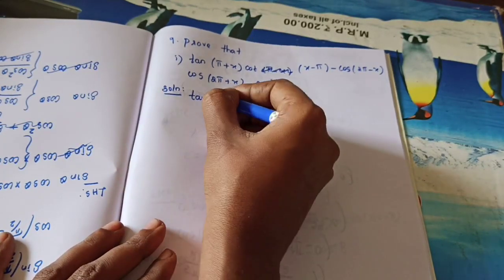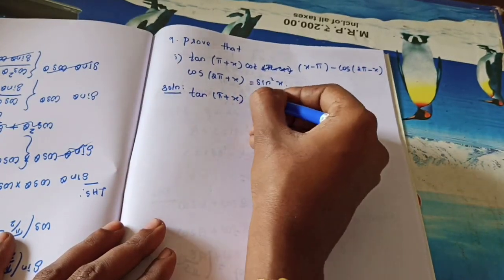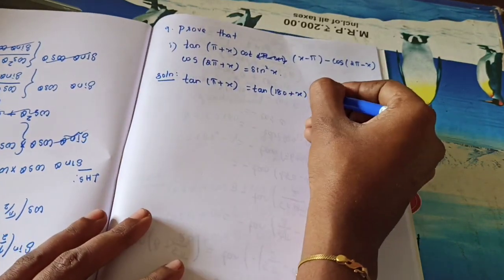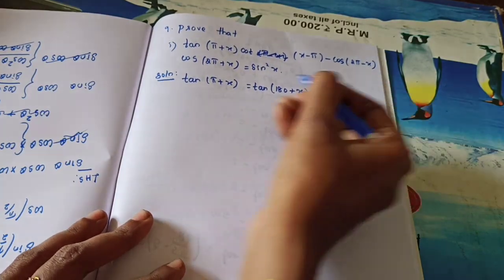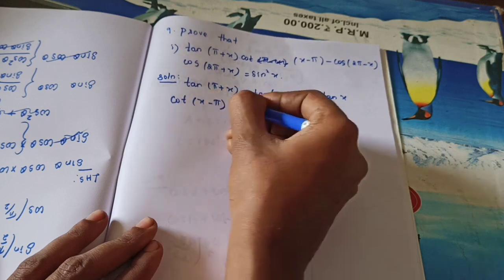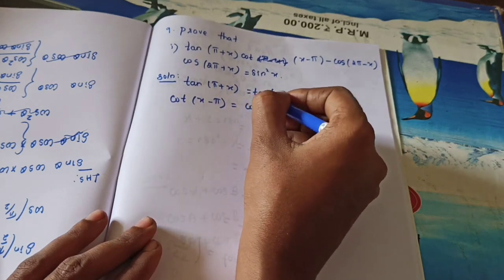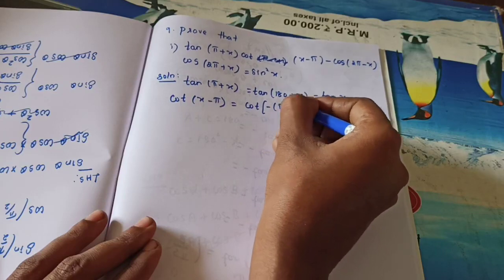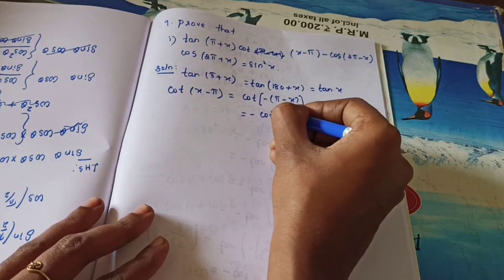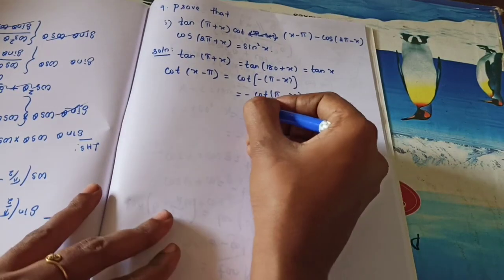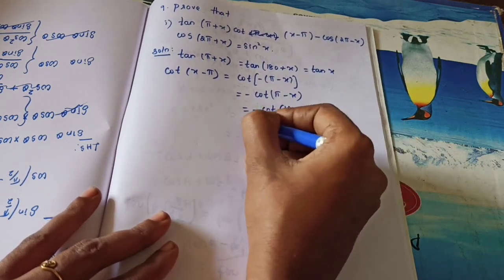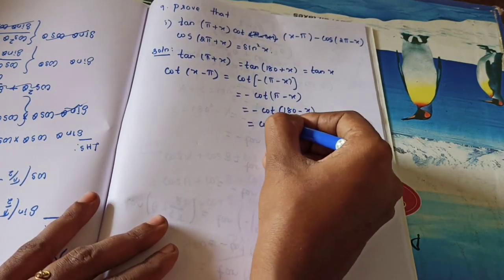Solution. Tan of pi plus x. What's the meaning? Tan of 180 plus x. So what is tan of 180 plus theta? Tan theta. So tan x. The next one, cot of x minus pi. So you need to change, is it right? So cot of minus, shall we take outside? So pi minus x. Then cot of minus theta is minus cot theta. So minus cot of pi minus x. So minus cot of 180 minus theta. So minus cot theta, minus into minus, plus cot x.